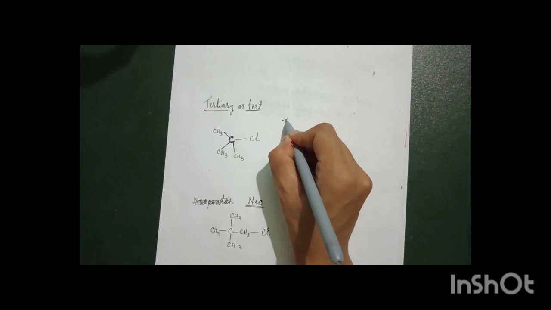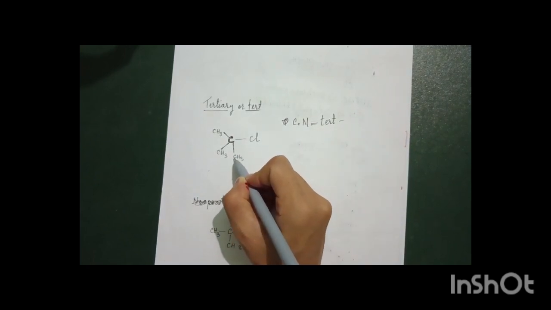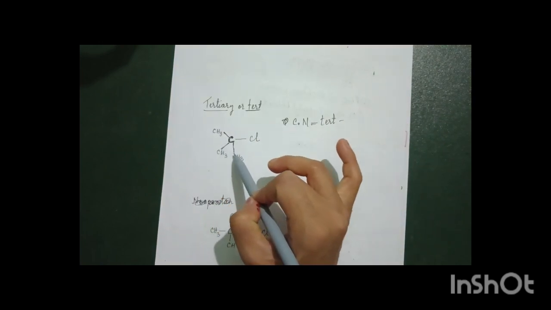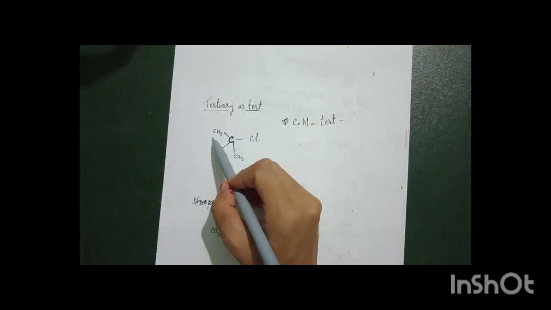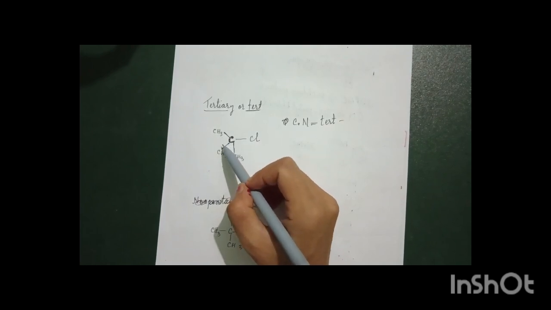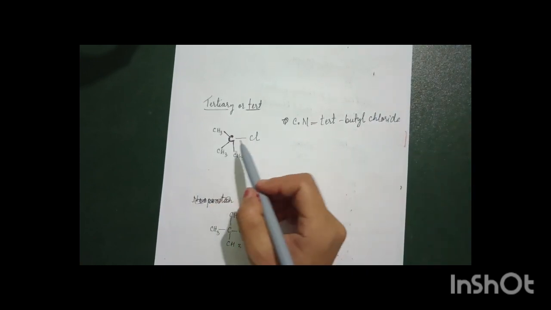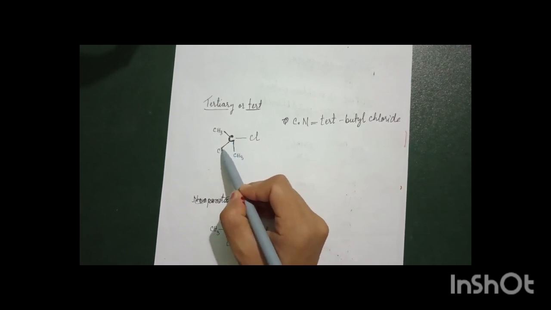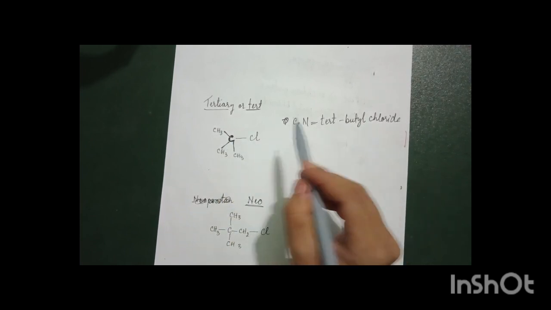Okay, let's write the common name first. So tertiary, we will always use alkyl. So tertiary, then count 1, 2, 3, 4. In case of common name, we don't require serial numbering. How many carbons are there? 1, 2, 3, 4. 4 means what? It is but, so butyl. What is this? Chloride. So in case of tertiary, the carbon should be connected to 3 CH3 groups. That is called tertiary.